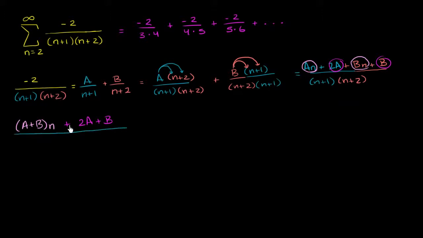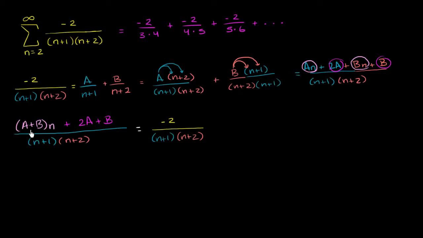This whole thing is over n plus 1 times n plus 2. So how do we solve for a and b? Well, the realization is that this thing must be equal to negative 2. These two things must be equal to each other. Remember, we're making the claim that this, which is the same thing as this, is equal to this. That's the whole reason why we started doing this. So we're making the claim that these two things are equivalent. So everything in the numerator must be equal to negative 2.